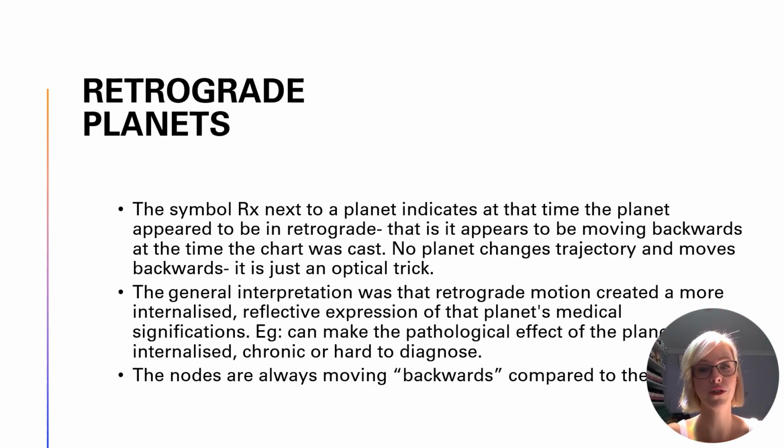With the exception of the nodes, which are always moving backwards compared to the planets. So that's just another thing to consider when you look at a chart. You might see a planet with Rx next to it. Know that, because we're looking at birth charts, at the moment of someone's birth, a planet may have been retrograde, which means that from the Earth it appeared to be going backwards. However, just keep in mind, planets never move backwards. It's the appearance. I'm not going to explain it, but it just looks like it's moving backwards in the sky.